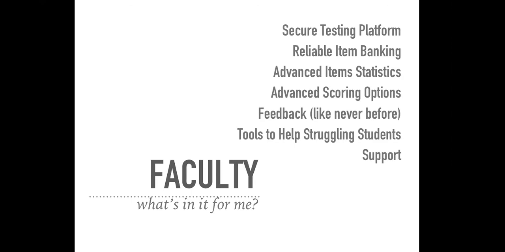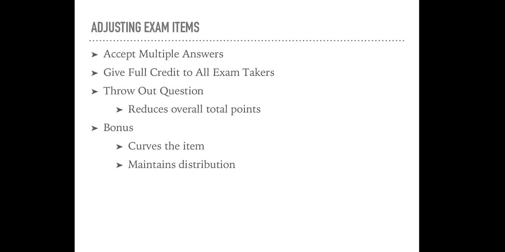So let's dive in a little bit deeper into some of these items, because I want to talk about the item adjustment that I mentioned. If you find an item that just didn't perform the way you thought it should, then you've got a couple of options here. So the first would be just to accept multiple answers. So maybe you truly made a mistake and there were 2 correct options on the exam. Then you can just say, not only was A correct, but B was also correct. And you can do any combination of your answer choices.